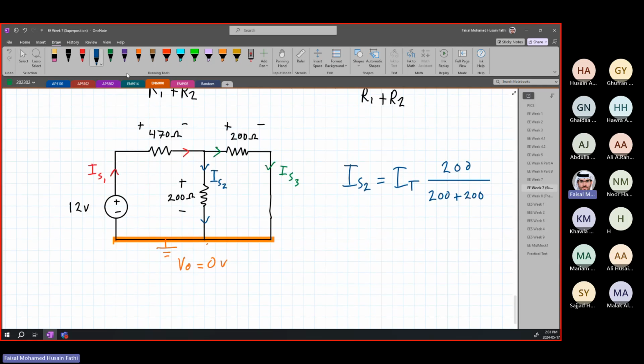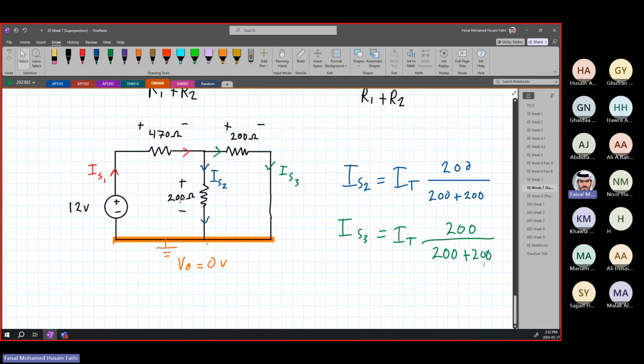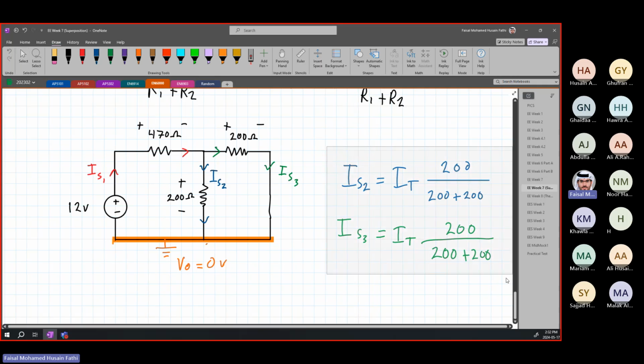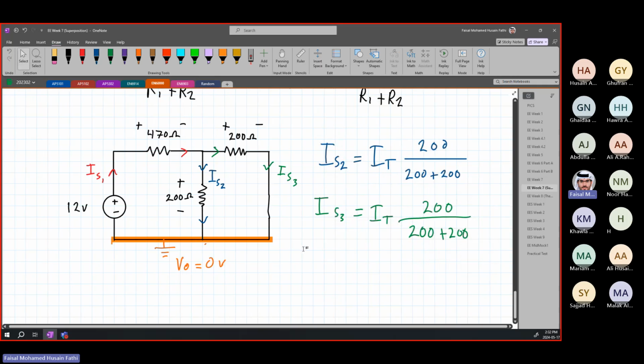And for IS3, it is equal to I total, again, 200 over 200 plus 200. It makes sense. These currents have to be equal to each other because there are equal resistances, okay? But this is how you would apply the current divider rule if you want to use the shortcut method. Me personally, I don't like using this rule. Sometimes I confuse myself. Sometimes I forget what's up, what's down.